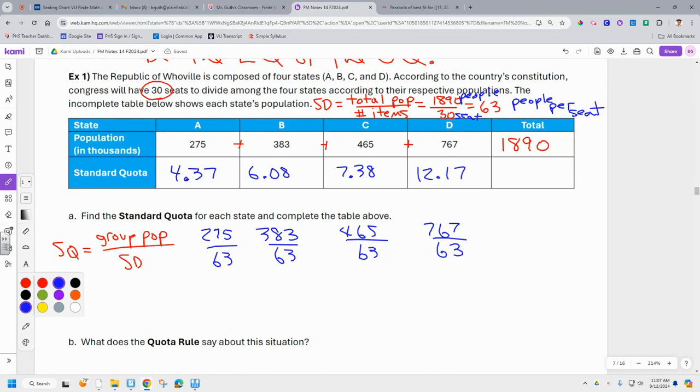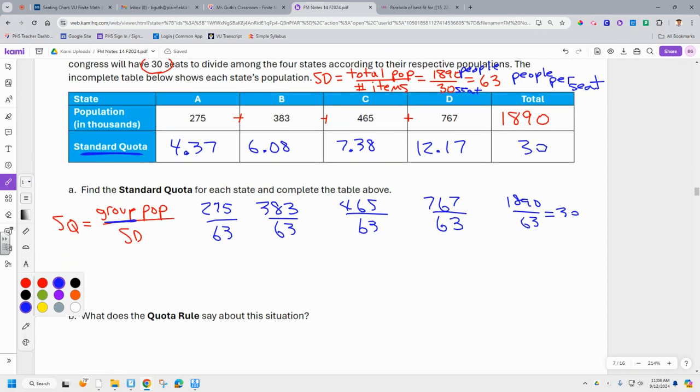I don't need to do the total. I don't need to do that other box because I'm not talking about the group population. I'm talking about the total population. If you did it, it's fine, but you're going to get 30. Of course, that's 30. That's the total number of seats to be apportioned or to be divided fairly. So we haven't really apportioned them, but we have found these standard quotas. So we're either going to round those numbers up or down.